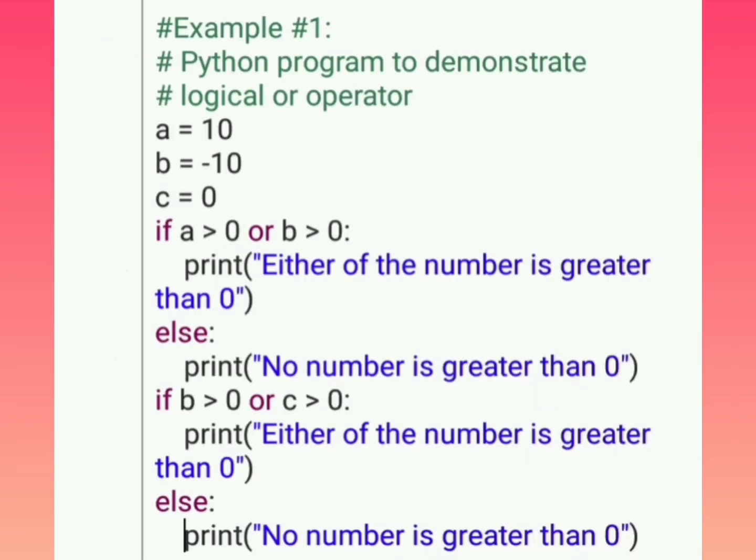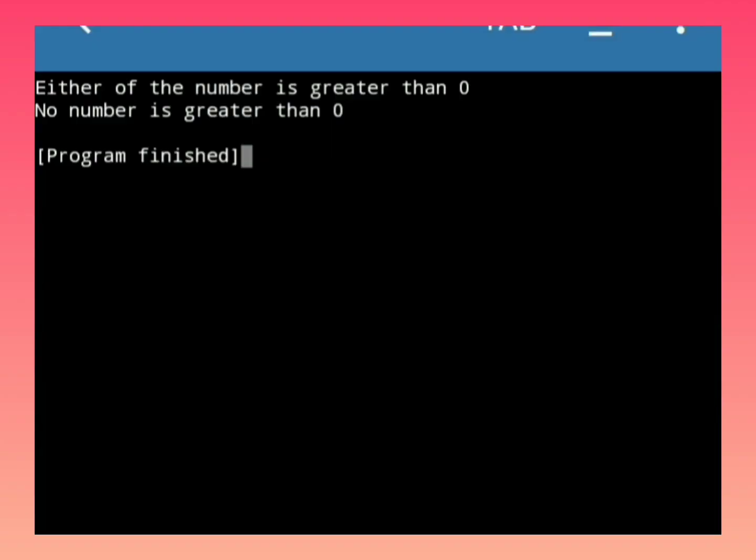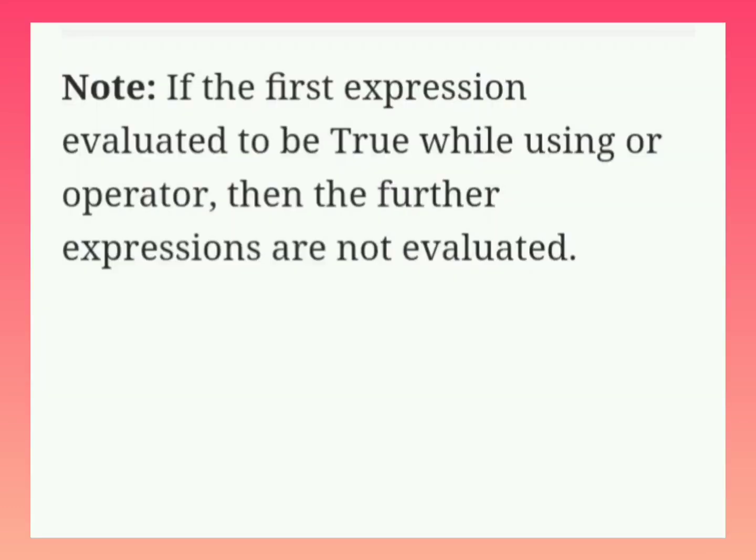Example: Python program to demonstrate logical OR operator. A is equal to 10, B is equal to minus 10, C is equal to 0. If A greater than 0 or B greater than 0, print either of the numbers is greater than 0, else print no number is greater than 0. If B greater than 0 or C greater than 0, print either of the numbers is greater than 0, else print no number is greater than 0. We get the output as either of the numbers is greater than 0, no number is greater than 0. Note: if the first expression evaluated to true while using the OR operator, then the further expressions are not evaluated.